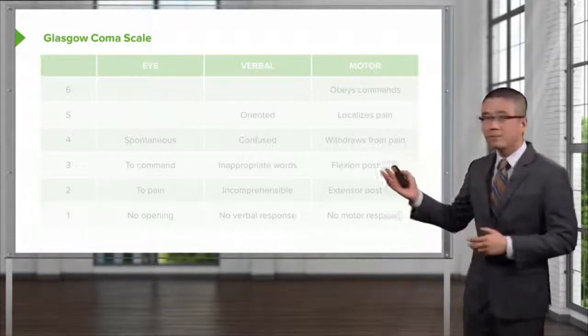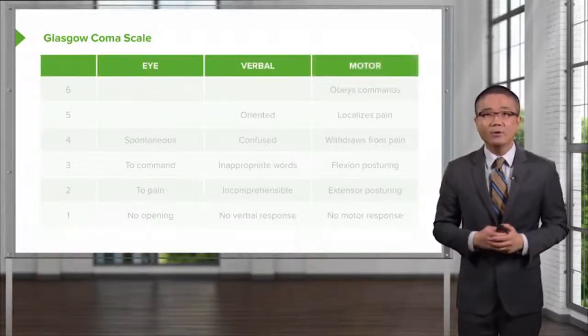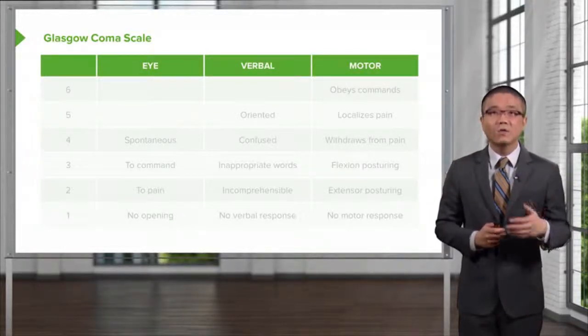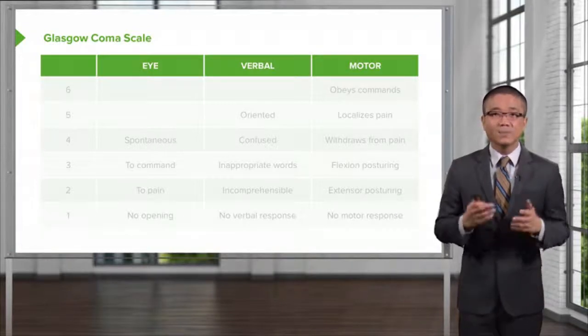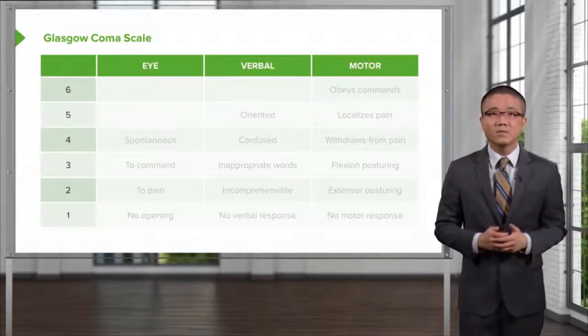Take a look at this table. You'll notice that there are columns for eye, verbal, and motor examinations. The coordinated effort of a patient who is able to open their eyes, speak to you, and move their extremities is one that is an oriented patient. Glasgow Coma scales are scored from a minimum of 1 to a maximum of 6 points.